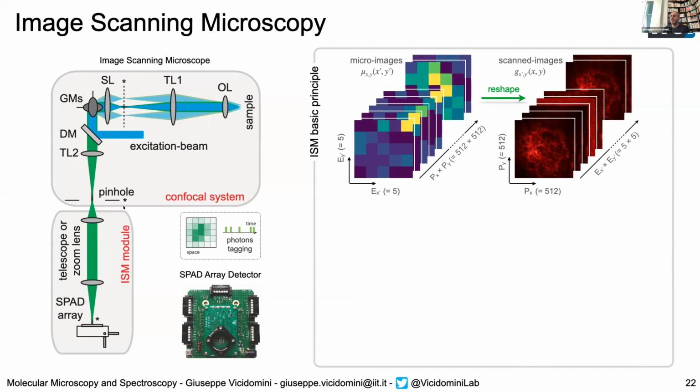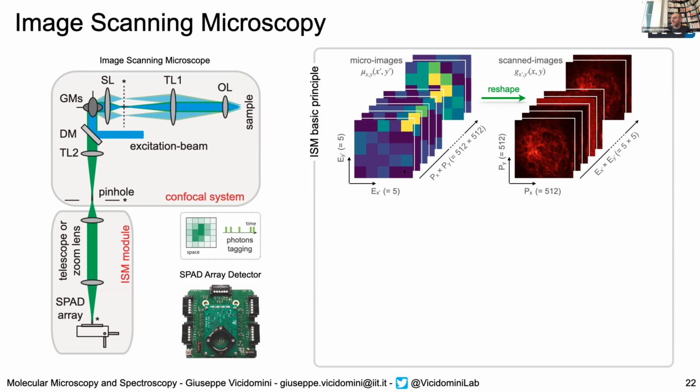and you substitute the typical single element detector, in our case a photomultiplier, with our SPAD array. As I told you, that's still a scanning system. Keep in mind this, you still need to scan your system, that's very important. But now for each scanning position of the sample, we have an image. A small image, only 5 by 5 pixels, but for each position of the sample, we have an image. So that's the data set that we get at the end of the scanning.